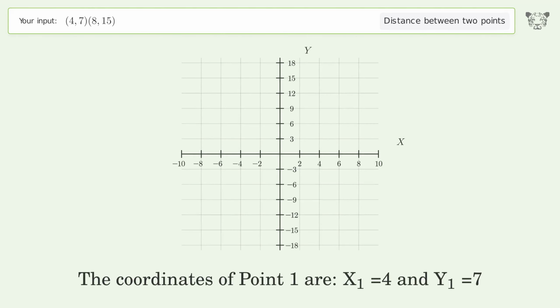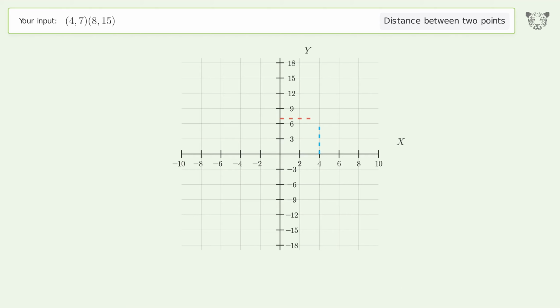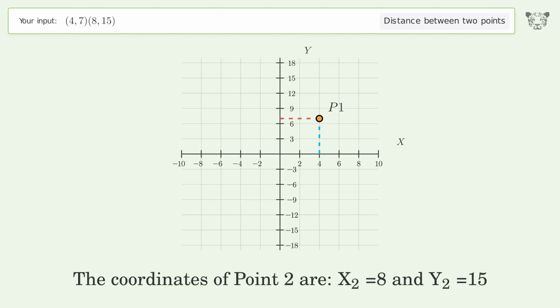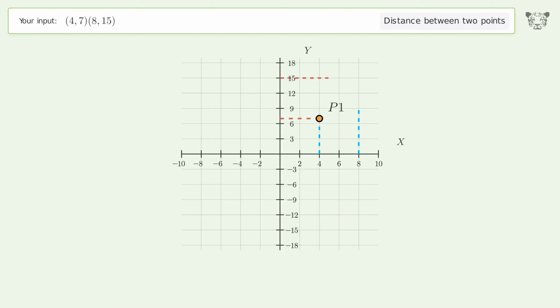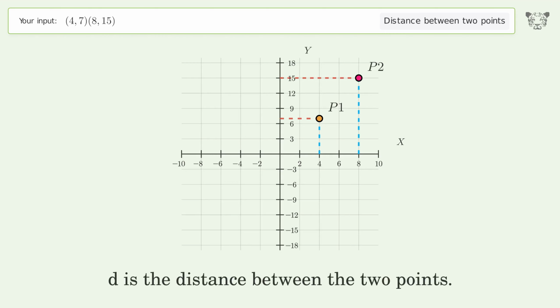The coordinates of point 1 are x1 equals 4 and y1 equals 7. The coordinates of point 2 are x2 equals 8 and y2 equals 15. D is the distance between the 2 points.